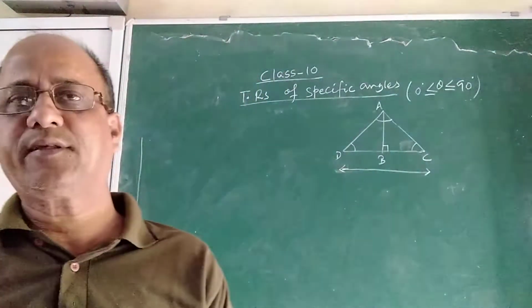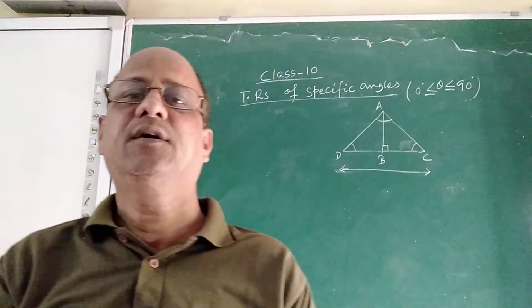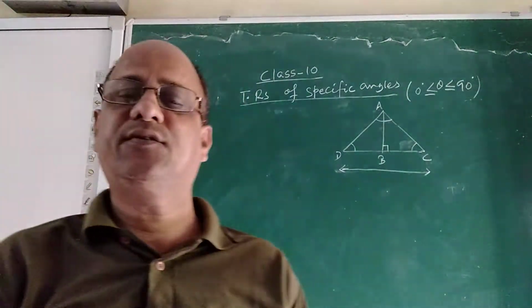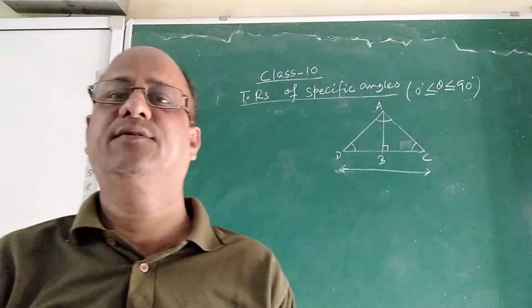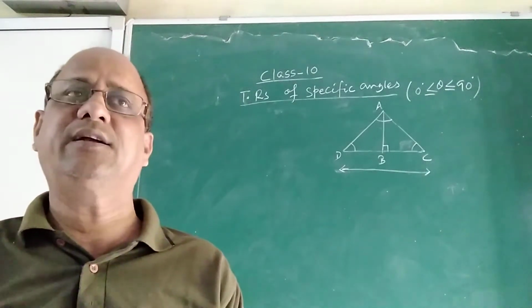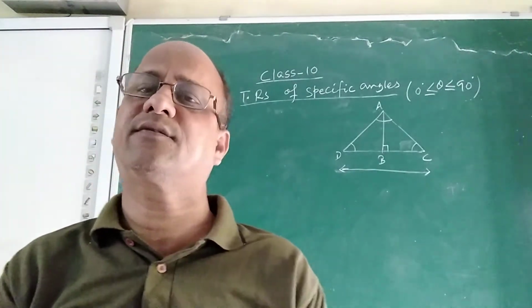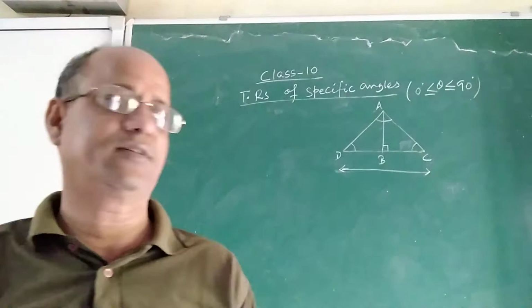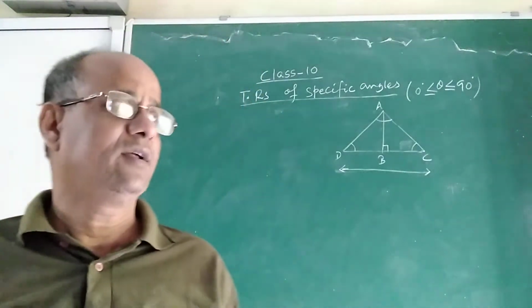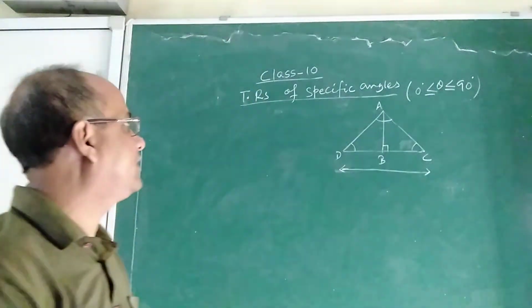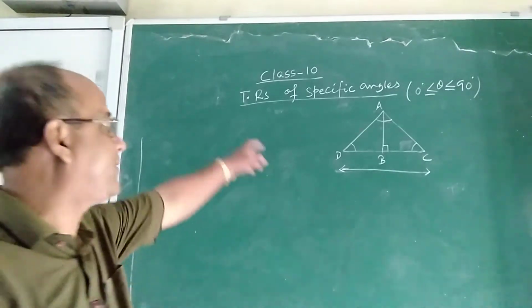Children, in the previous class we had discussed how to find trigonometric ratios of complementary angles, that is, sin(90 minus theta), cos(90 degrees minus theta), tan(90 degrees minus theta), etc. Now today let us find the trigonometric ratios of some specific angles.